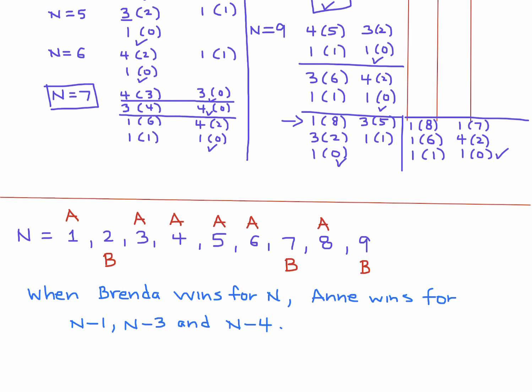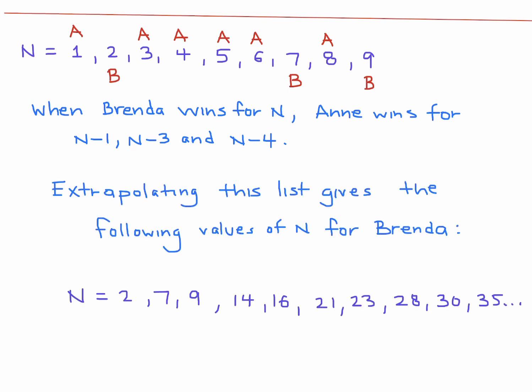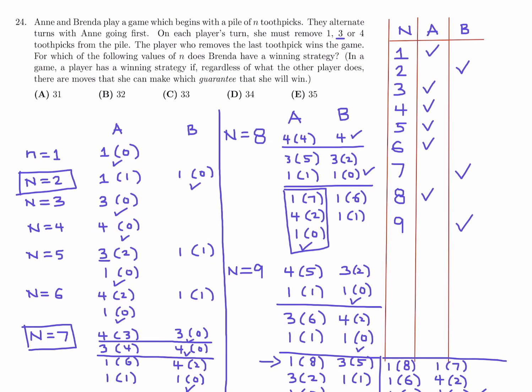All right, and I'll let you do all the rest. I certainly don't think you want to hear me go through every single one. And very quickly, if you extrapolate this, you'll get a list for Brenda as follows: 2, 7, 9, 14, 16, 21, 23, 28, 30, 35, and so on. And of the answer choices, the one that is in this list is 35. So, number 24, the answer is E.